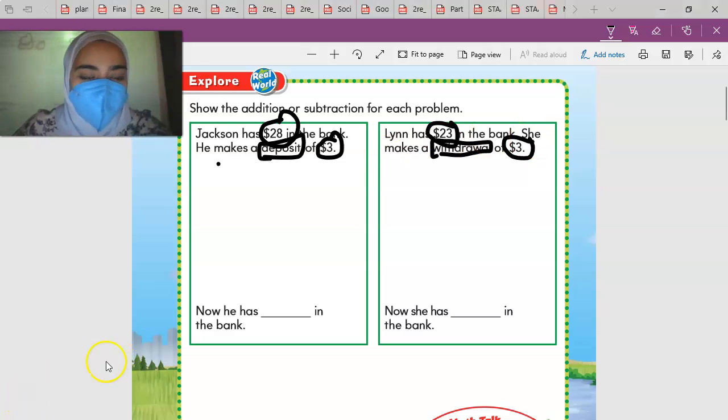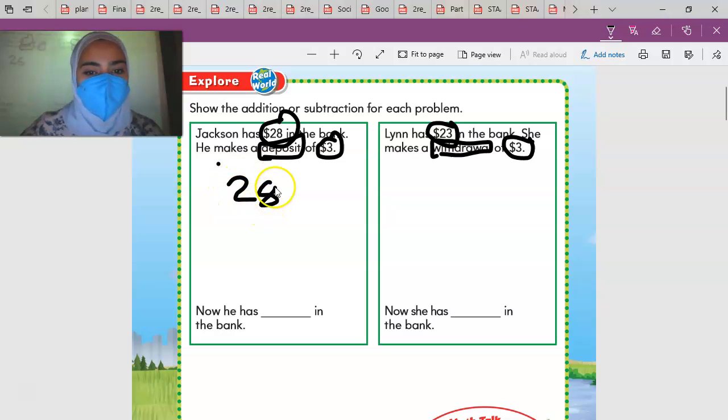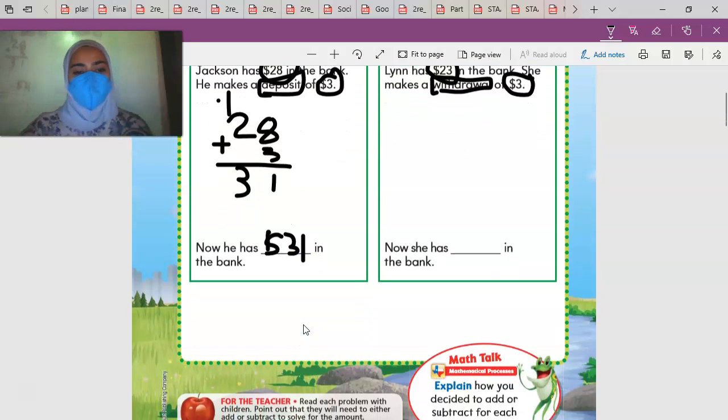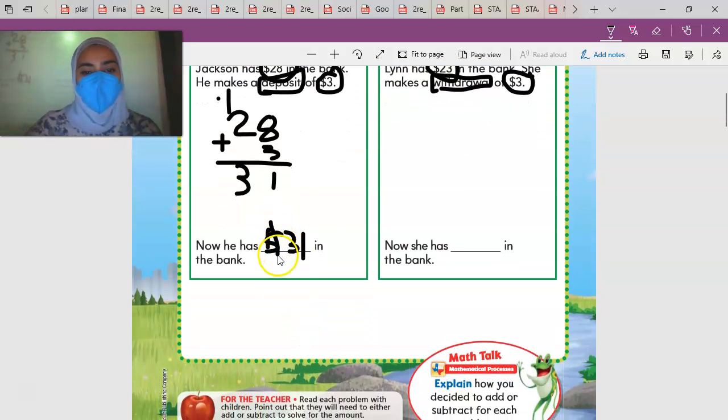Now that you've had some time to do it on your own, let's go over what you did. 28 and then deposit means add. What's 28 plus 3, class? 31. Very good. Because 8 plus 3 is 11, and then bring the 1 over. 1 plus 2 is 3. So that's $31. Miss Yusuf, do I have to write the dollar sign? Yes, you do. That's a dollar sign.